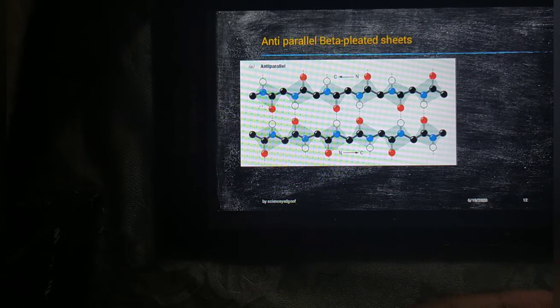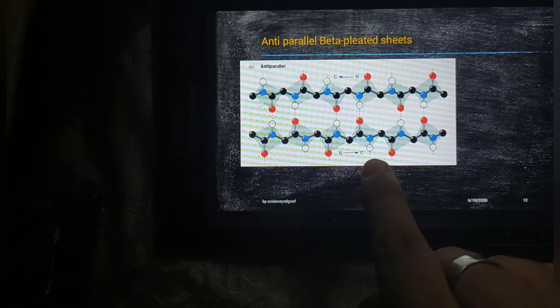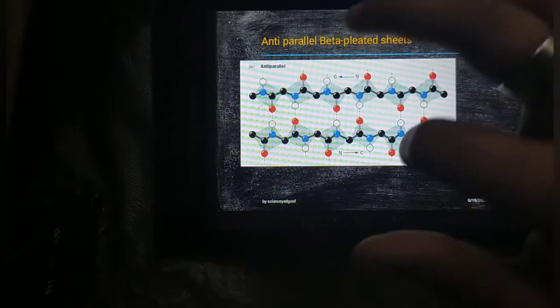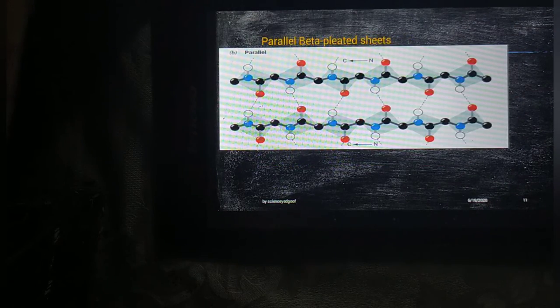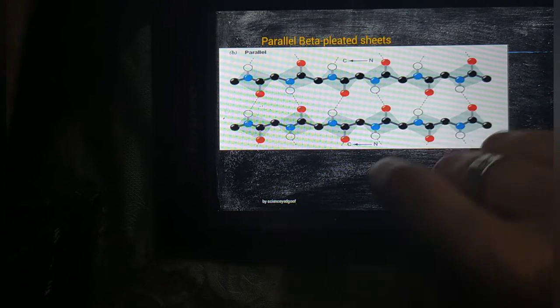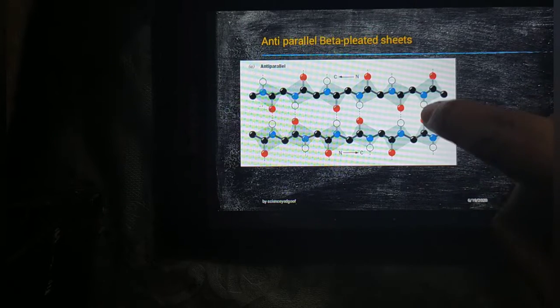Now coming to the anti-parallel beta-pleated sheets. Here you can see the neighboring hydrogen bonded polypeptides run in opposite directions. So you have the N and the C terminal in one direction, whereas in the neighboring one, the N and the C terminal are in the opposite direction. In the previous one, the parallel beta sheet, they are stabilized by intra-chain hydrogen bonding, whereas in the anti-parallel, it is interchain hydrogen bonding that can be seen.